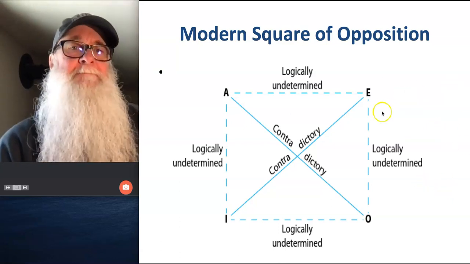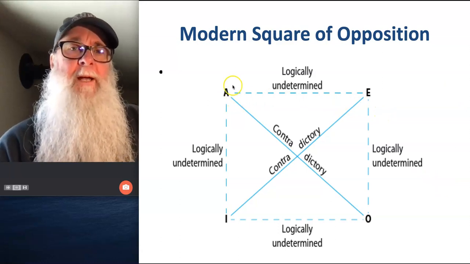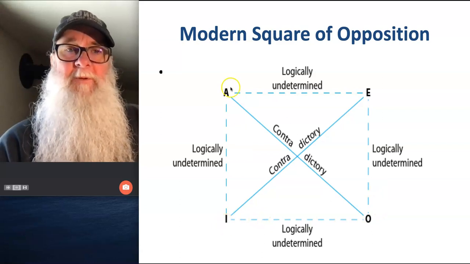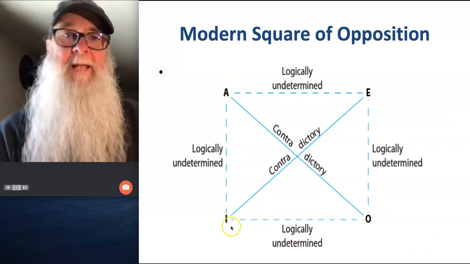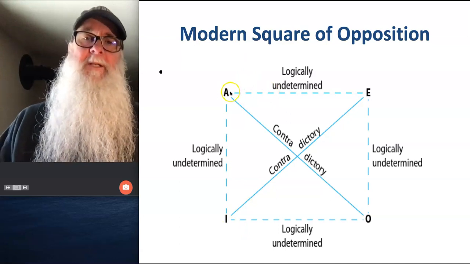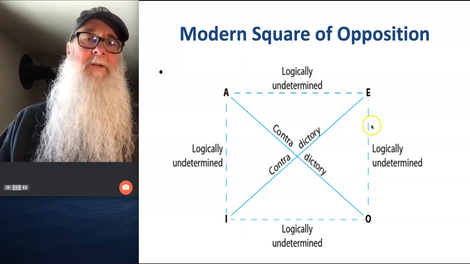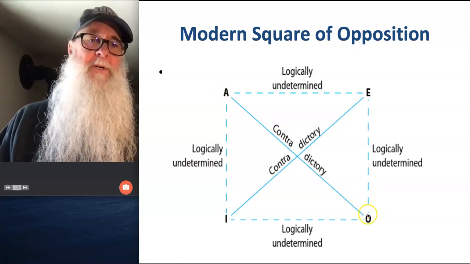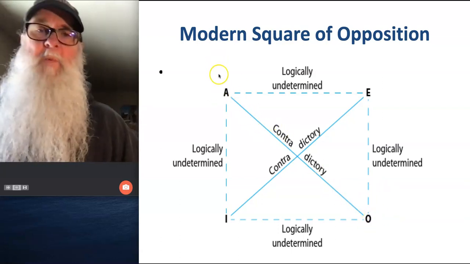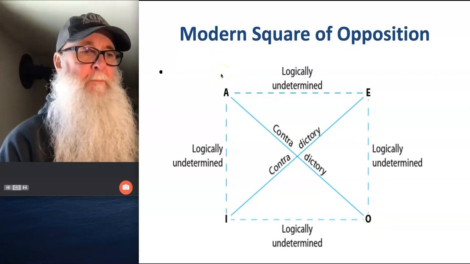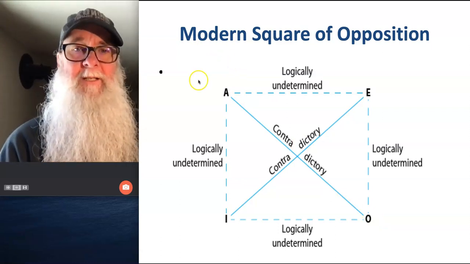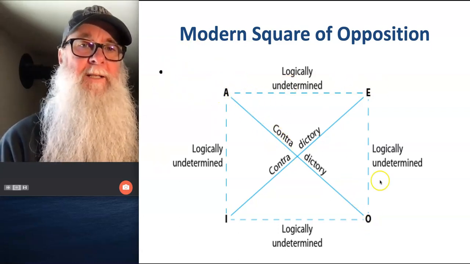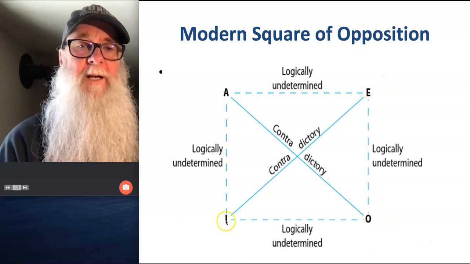You see here on this square that you have each of the four standard form categorical statement forms, A, E, I, O. What you can see is that the statements are connected horizontally and vertically with a dotted line, and they're connected at the corners with a solid line. This is revealing a particular relationship that exists between the statements at opposite corners: A statements and O statements, and E statements and I statements.